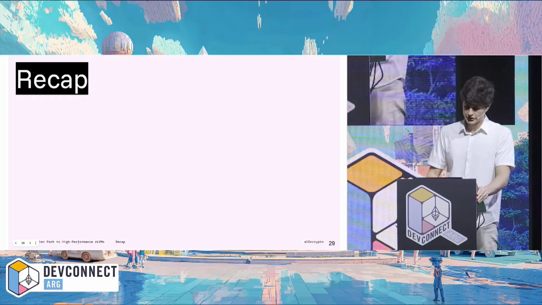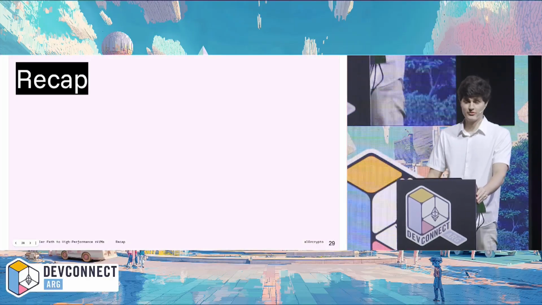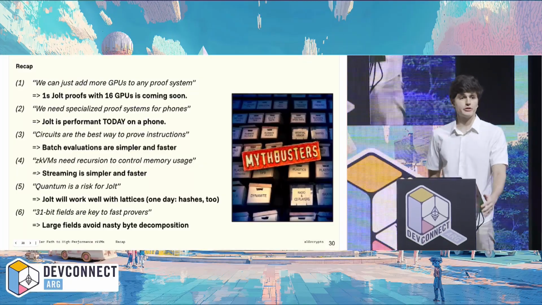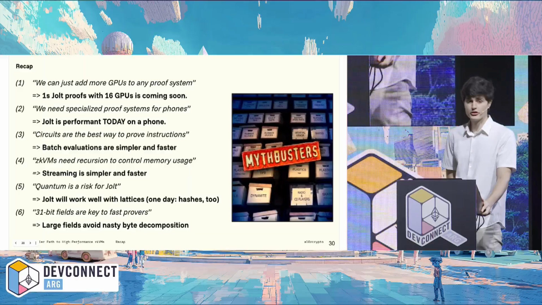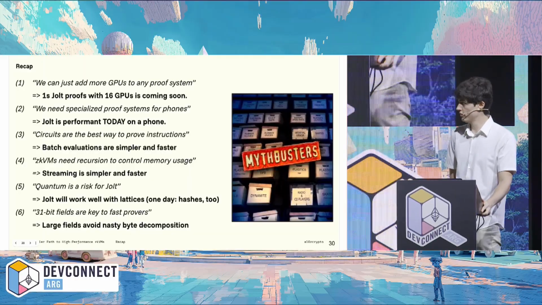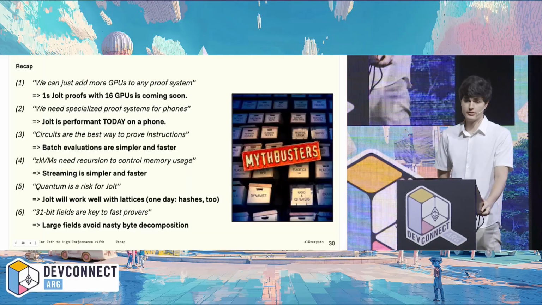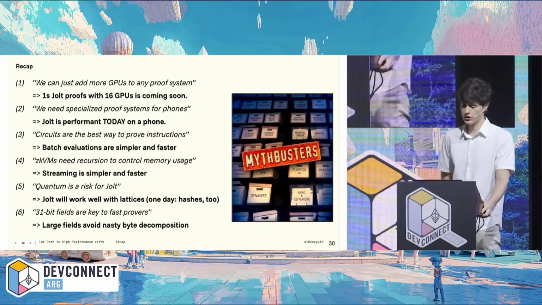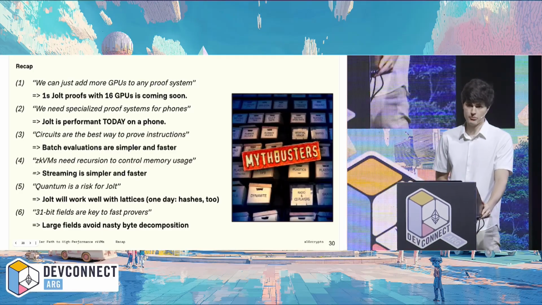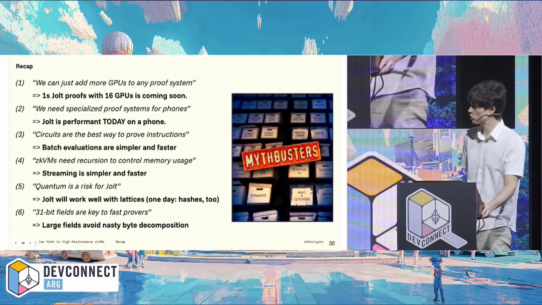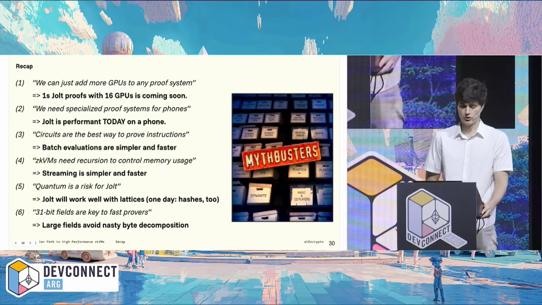All right, so let's do a quick recap. I threw a lot of information out. There were 6 things that we targeted today in this talk, and I'll just give you the rundown. Jolt today does not have a GPU prover, but we expect Jolt to run at 1 second or under with 16 GPUs. Jolt today is the most performant RISC-V zkVM on a phone, and I expect it to be the choice going forward in 2026 for client-side proving.